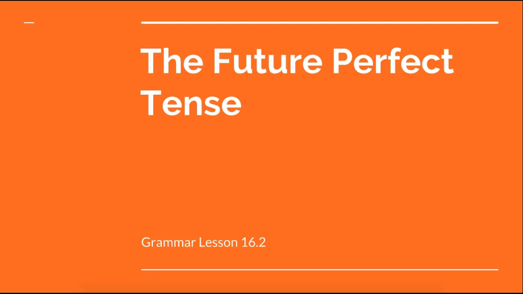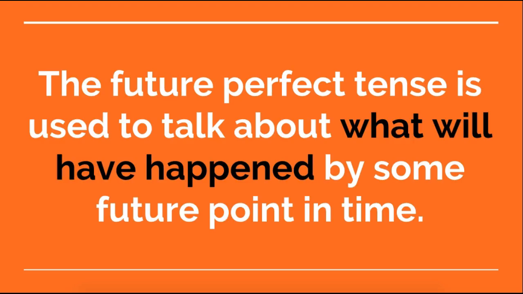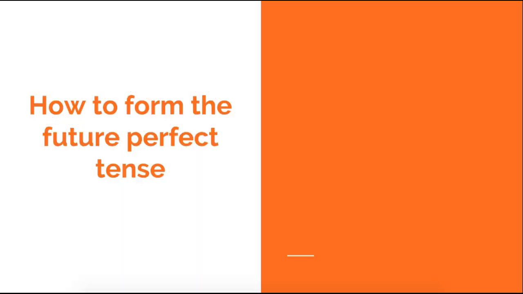16.2 El futuro perfecto. Grammar Lesson 16.2: the future perfect tense. The future perfect tense is used to talk about what will have happened by some point in the future. So we're kind of taking the last two tenses you learned, the perfect tense and the future tense, and now we're going to put them together.